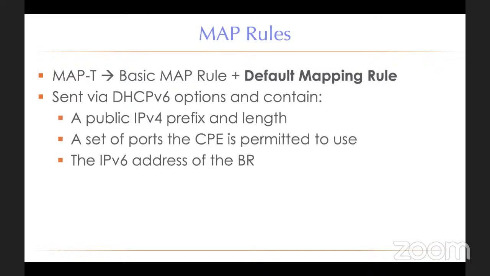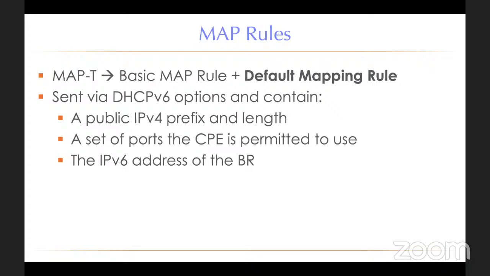So basically, the basic map rule is the same thing we had in MapE, right? Whereby you have the IPv6 address of the BR, you have the public IPv4 prefix, you have the set of ports, and then the IPv6 address of the BR. But this time round, we have what we call the default mapping rule. Because remember, we're not going to be encapsulating the packets, we're going to be translating them. And when we're translating, you're going to translate the source v4 address to a source v6 address. And then the destination v4 address is also going to be translated to a destination v6 address, right?